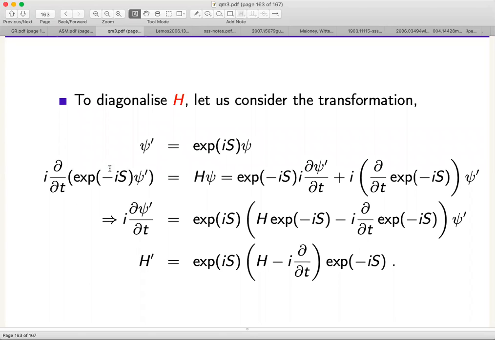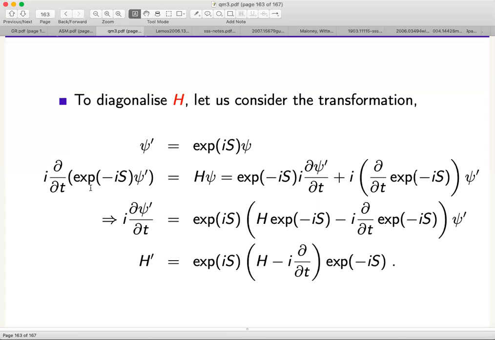Okay, fine. So if psi prime is this, then psi is of course e to the minus iS times psi prime, and the equation is i ∂_t of psi is equal to H psi. That is the equation, which is written as i ∂_t of e to the minus iS times psi prime.